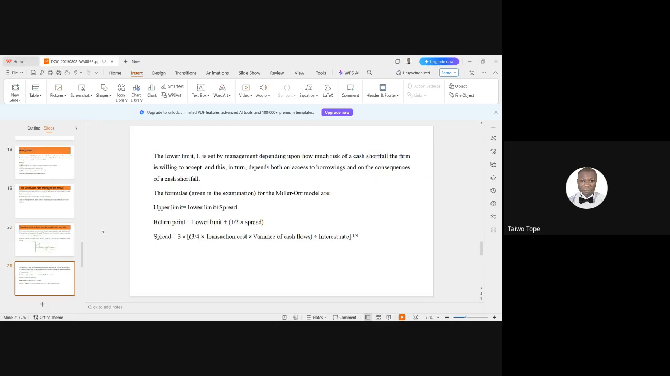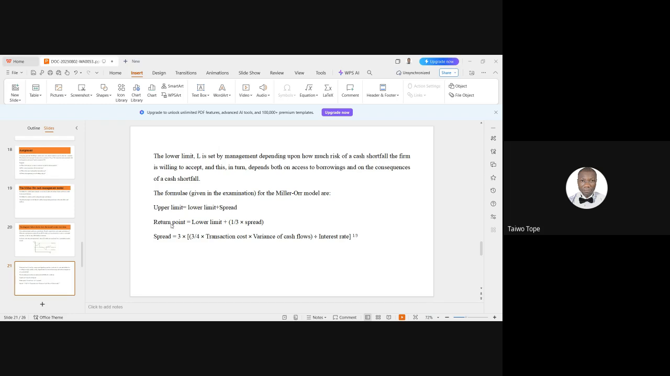Let's see if we have the formulas. Okay, fine. Please write this down in your book. The formula is given in the examination, as I've stated. For you to get your upper limit, it is your lower limit plus spread. And for you to get your return point, it will be what? Your lower limit plus.